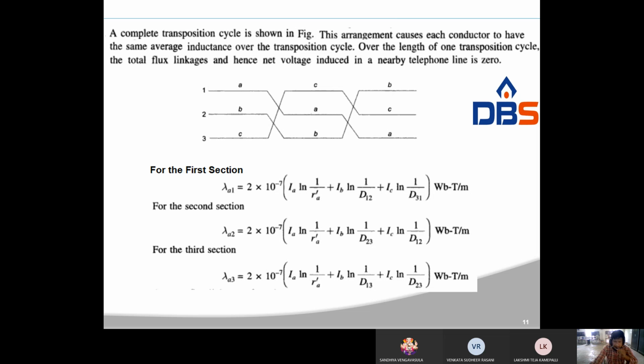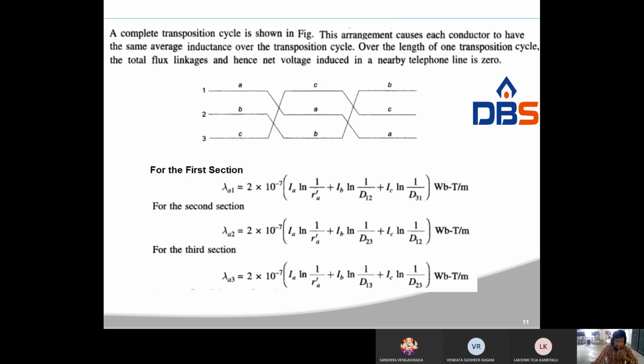We already derived this last time. For our first section, the flux has the self term and these two are the mutual terms. IA is the self inductance, and these two are the second position mutual inductance on first position, and third position mutual inductance on first position. So it is mu0 by 2 pi, IA into ln 1 by r dash, plus IB into ln 1 by D12, plus IC ln 1 by D13 or D31, whatever it may be.